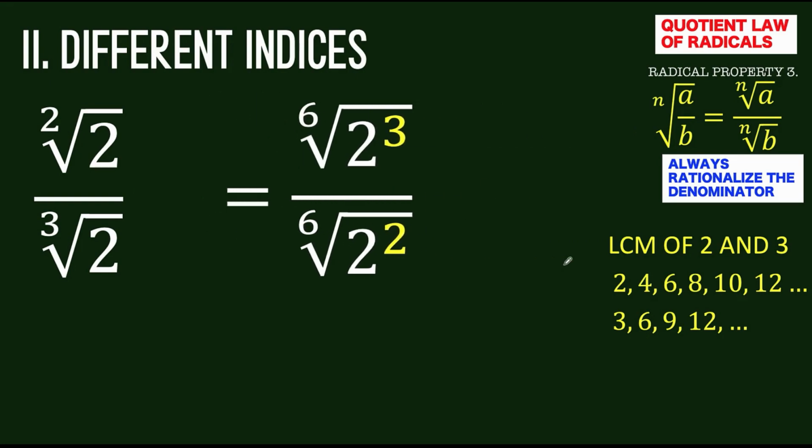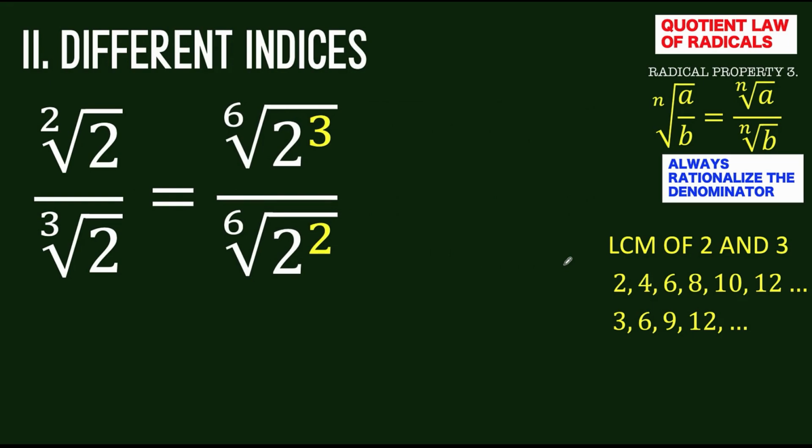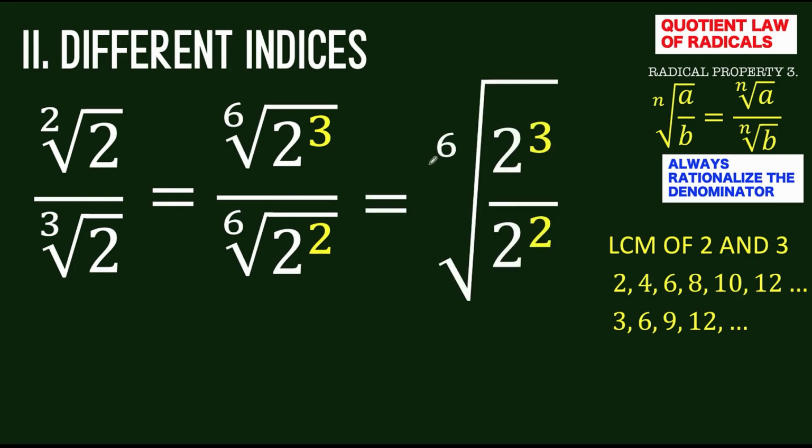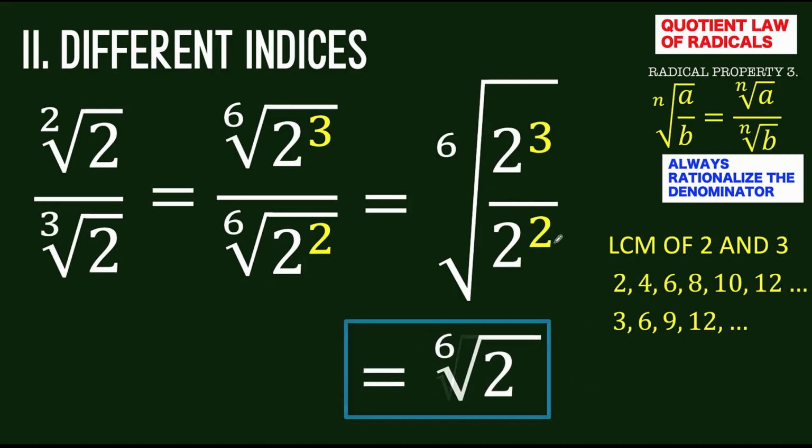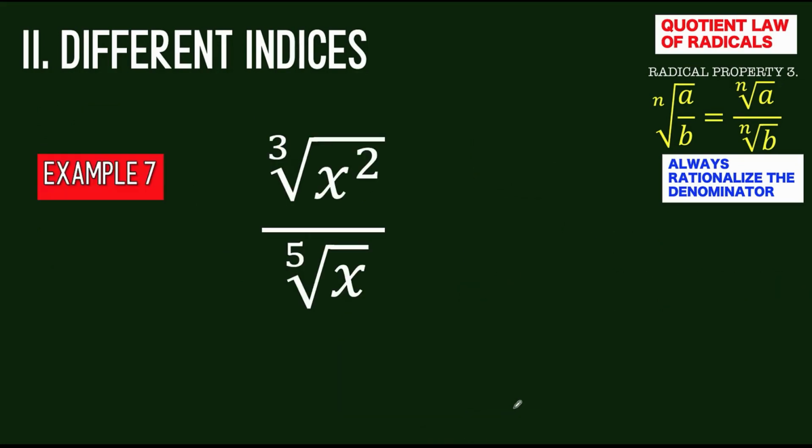Since their indices now are the same, we can now apply the quotient law of radicals and write them as one radical. So we have the sixth root of 2 cubed over 2 squared. So applying the quotient law of exponents to divide 2 cubed by 2 squared, we copy the common base 2 and subtract the exponents 3 and 2. And so the final answer is the sixth root of 2. Let's have another example. The cube root of x squared divided by the fifth root of x.